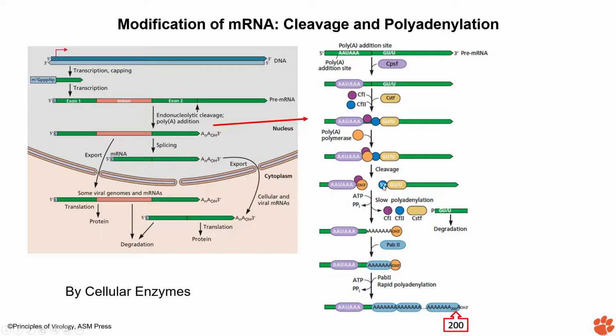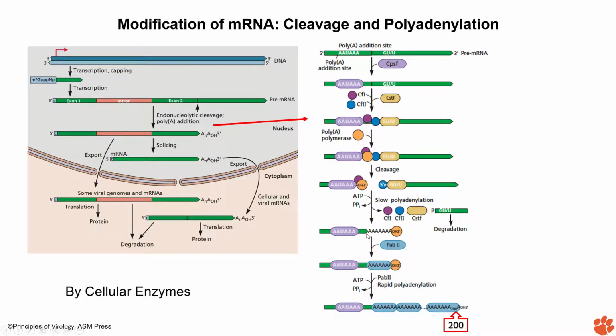So now you can see that this part is gone. This was the part of the pre-mRNA. This is gone. So now you have a hydroxyl end open in here. And at this point, you can see that all these factors are removed, and slow polyadenylation happens. The protein that is present in there is poly-A polymerase. So just remember that this is your poly-A polymerase, and after the cleavage, it adds A's to this residue at the end in a very slow manner.